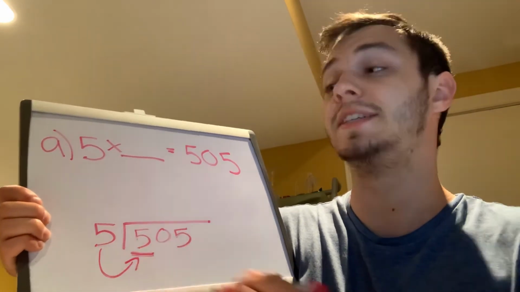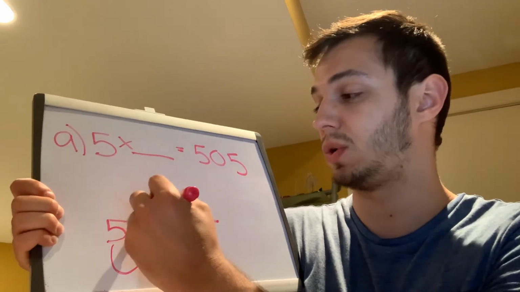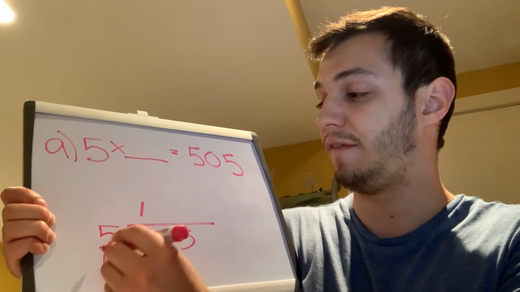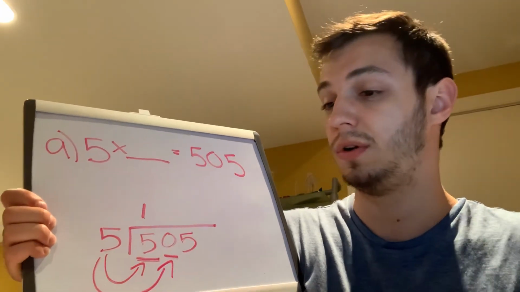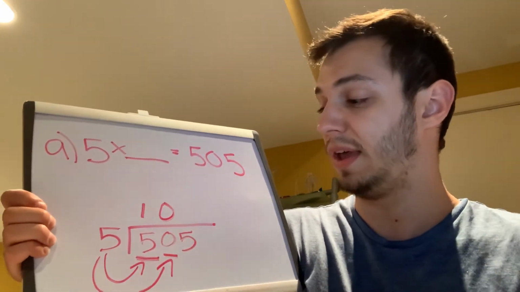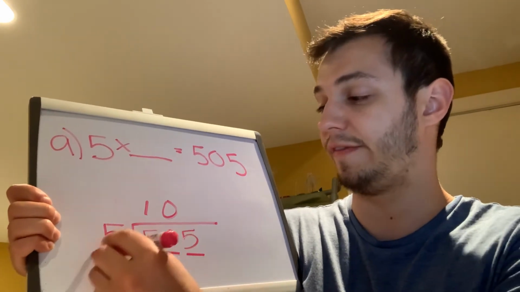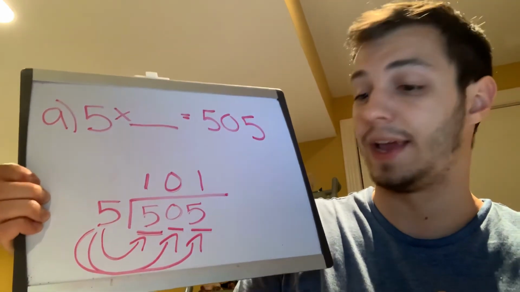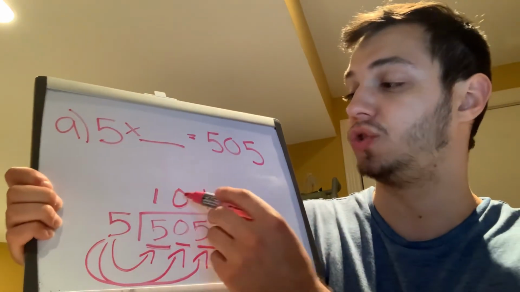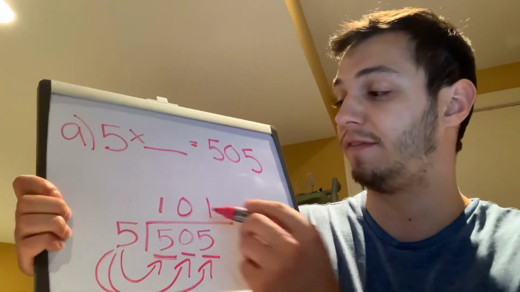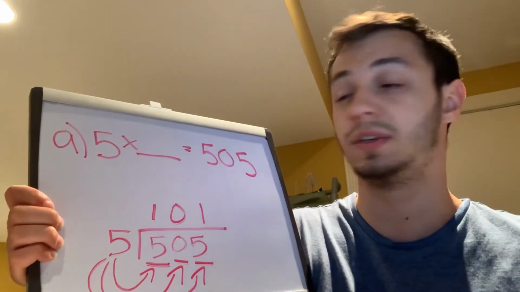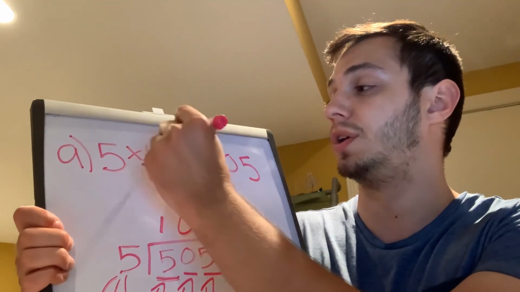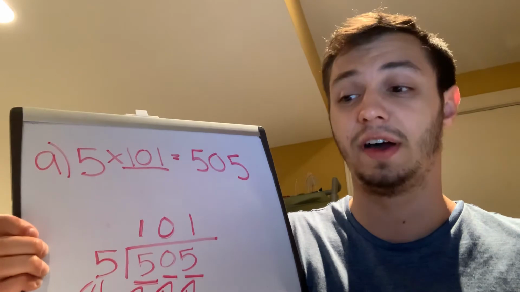5 divides into 5 one time, so I'll put a 1 inside. Now I'm going to look at the 0. 5 divides into 0 0 times, and then I'm going to look at the 5 once again. 5 can divide into 5 one time. So our answer is going to be 101. So now I can fit this number into the missing multiplication problem. So 5 multiplied by 101 equals 505.